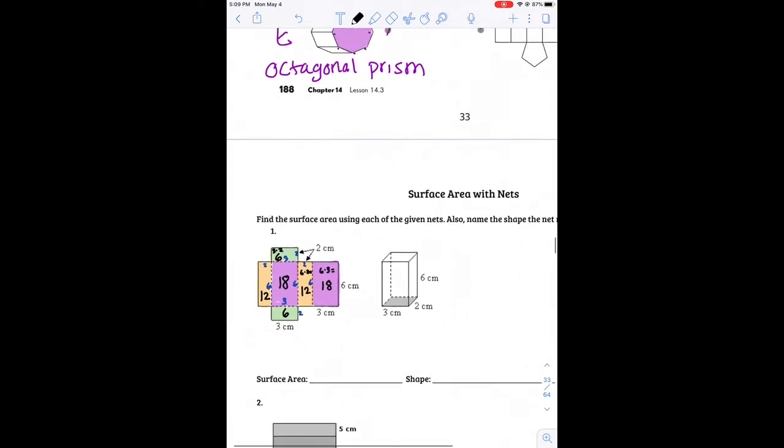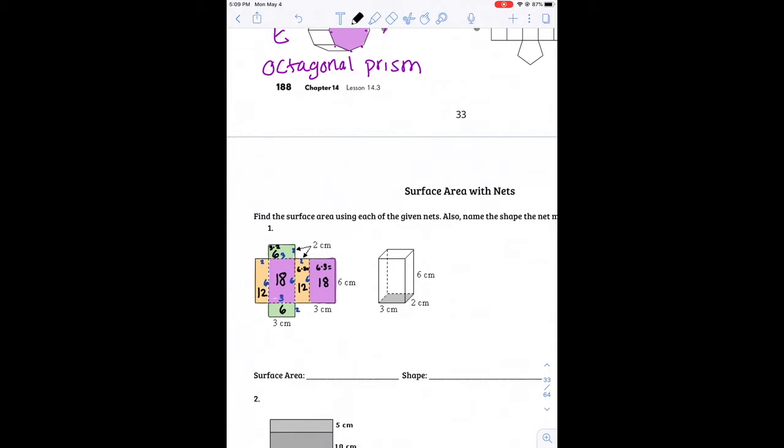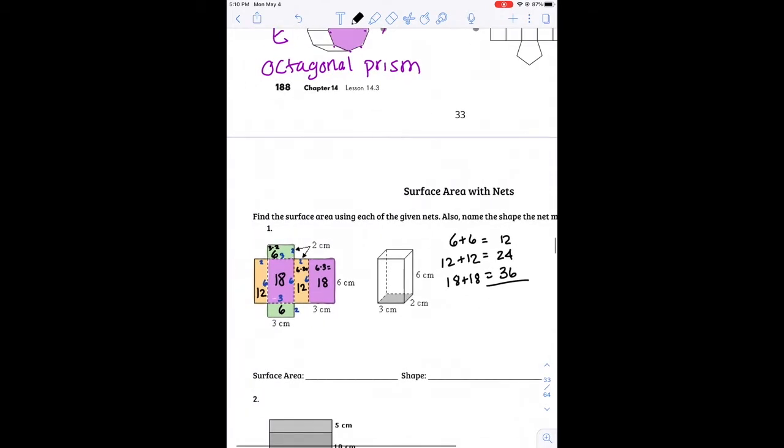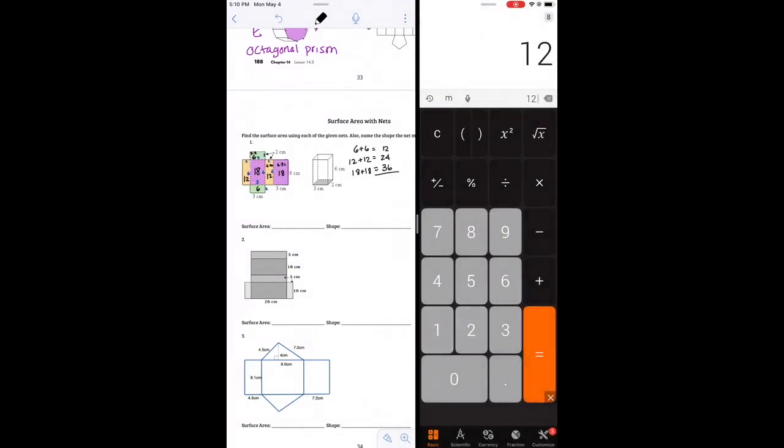My last step is to add up all those numbers, and I like to add them in pairs. So I like to do 6 plus 6, 12 plus 12, and 18 plus 18, and then add up my answers. It's going to be 12 plus 24 plus 36. Add those all up. And remember, you're allowed to use a calculator. So as long as you have the work written down, you can now open up your calculator and say 12 plus 24 plus 36 equals 72. So you wouldn't even have known that I used a calculator.